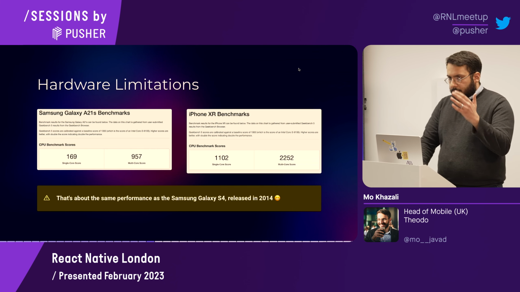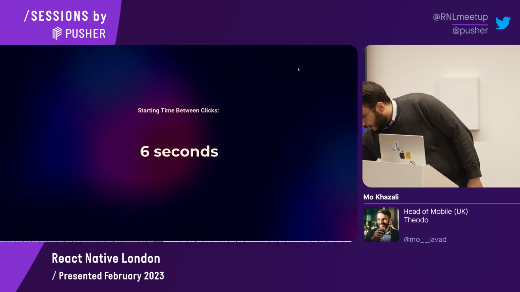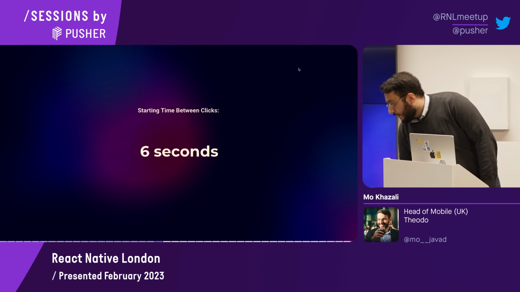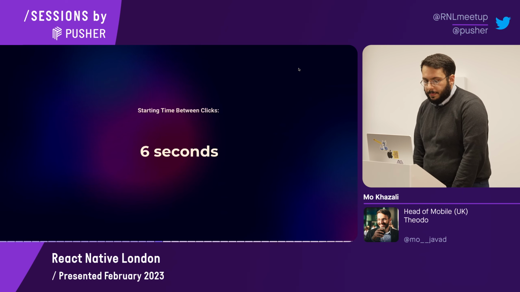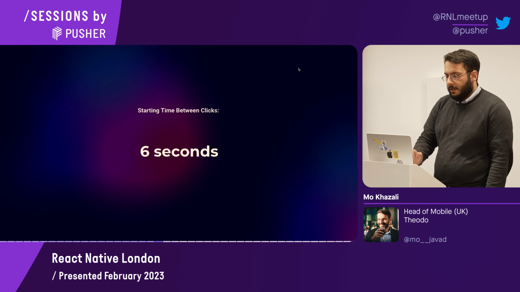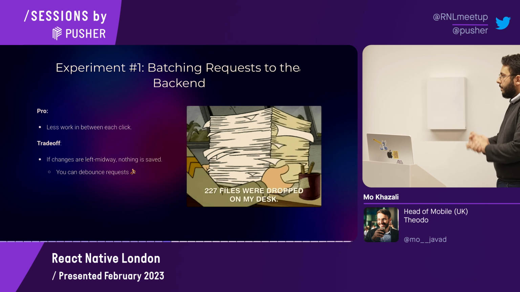Cool. So let's go through our experiments now. Starting time between clicks was 6 seconds, as you saw. So we went through a few experiments and measured how much the average time would be between each navigation transition. And over time, we saw which experiments yielded the best results. So firstly, batching requests to the backend.